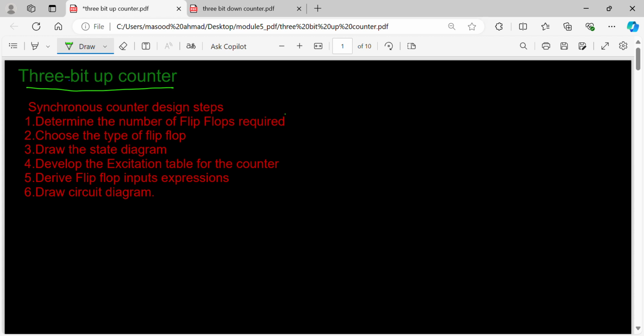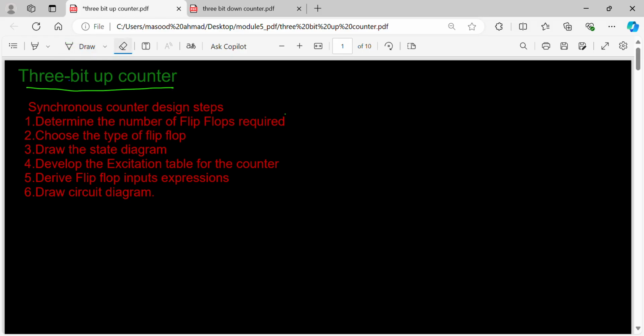a specific process. Whenever there is a specific process, it is better to represent it in steps so that we will not miss any of these steps and can complete the design properly. So first, for the given counter, we need to find how many flip-flops are required. The number of flip-flops required is what we look at.